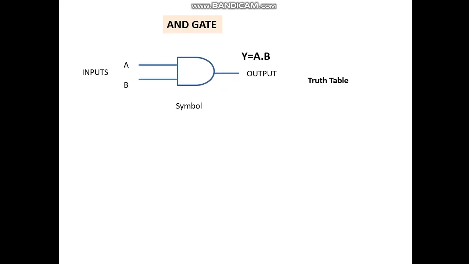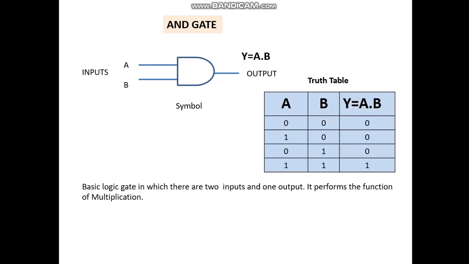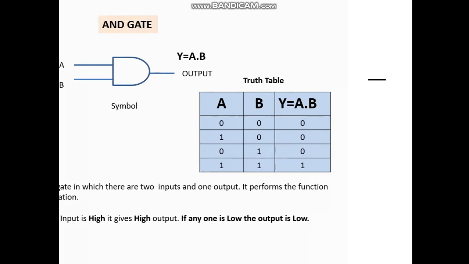Now we go to the AND gate. So that's the AND gate, that's the truth table. It's a basic logic gate in which there are 2 inputs and 1 output. It performs the function of multiplication. When both inputs are high, it gives a high output. If any one is low, the output is low.